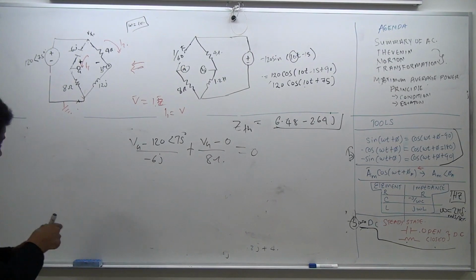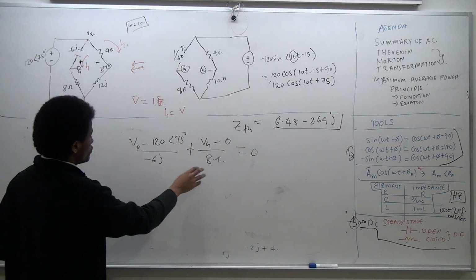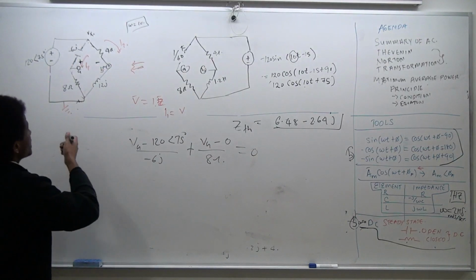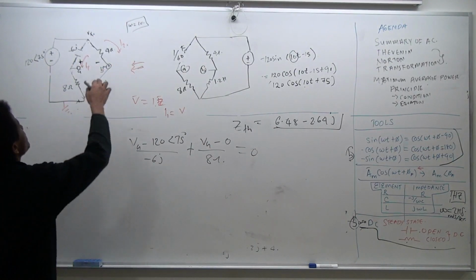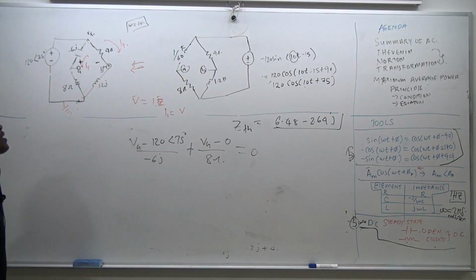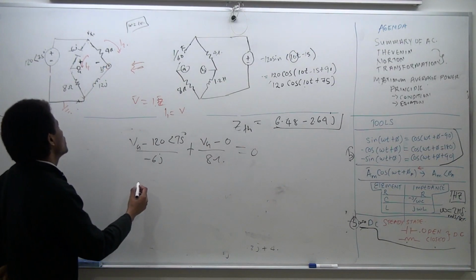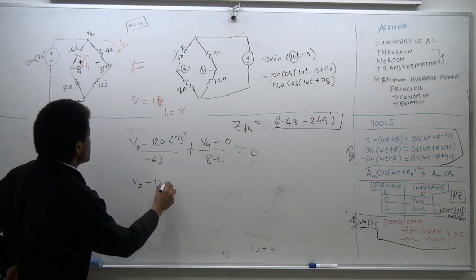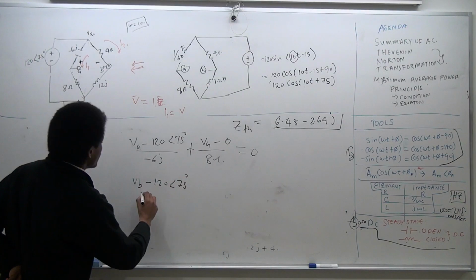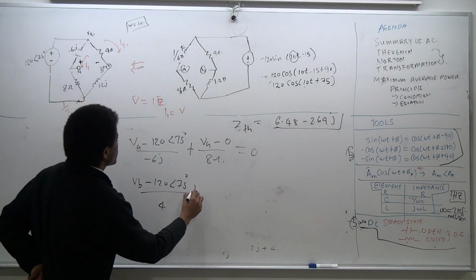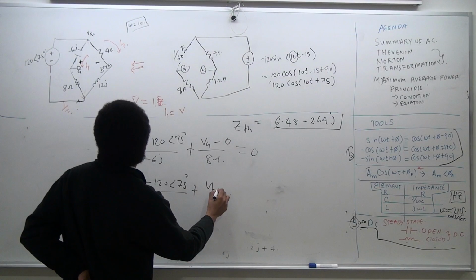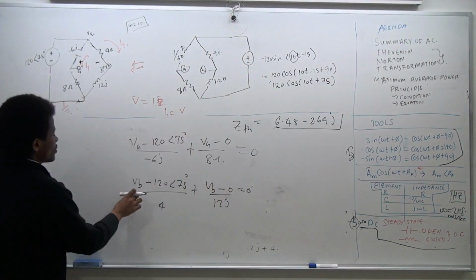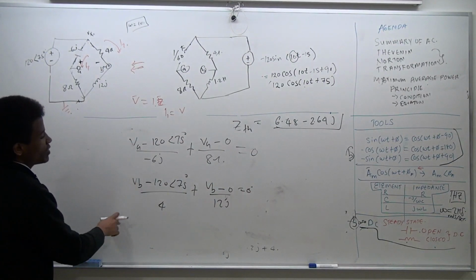Okay, yeah, so you can solve for VA using this technique. And the same thing, let's find the KCL as seen at node B. How would you guys do it? Any suggestions? Same thing. VB minus 120 at 75 degrees over 4 plus VB minus 0 over 12J is equal to 0. And then you can solve for VB. Once you find VA and once we find VB, that's very good.